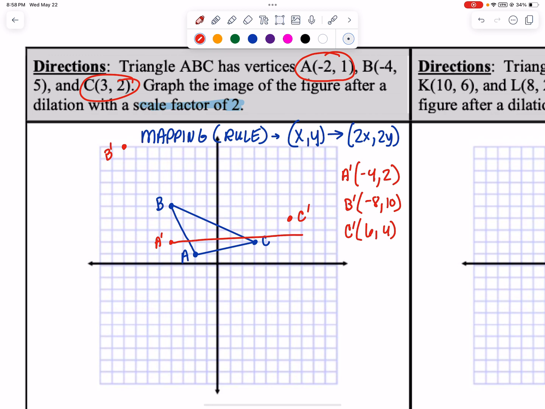Let's connect our dots. I'm going to lock this in the best I can. Straight line. Best we can. I think that's probably the best I can do right there. All right, so you can see our dilation. This is an enlargement dilation. And that's how you would do that.